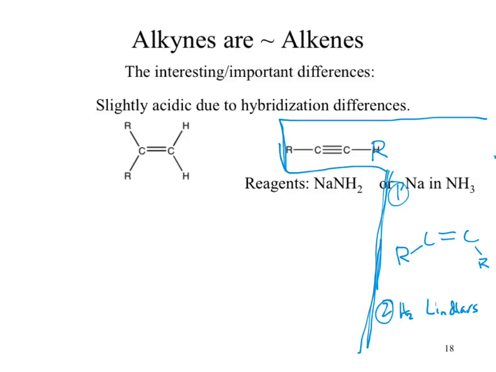So the sodium in ammonia was trans, and Lindlar's is cis. Right, so the Lindlar's one is probably the more important one to remember in my book, because that gets you the disfavored alkene product. Okay, because trans gets you more space, so I'd remember the Lindlar's.